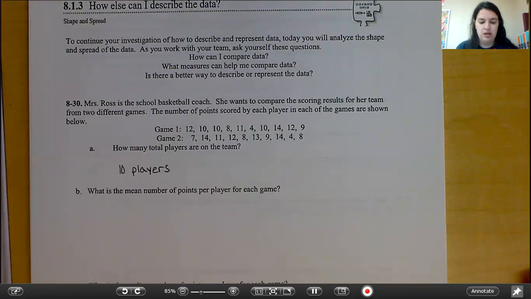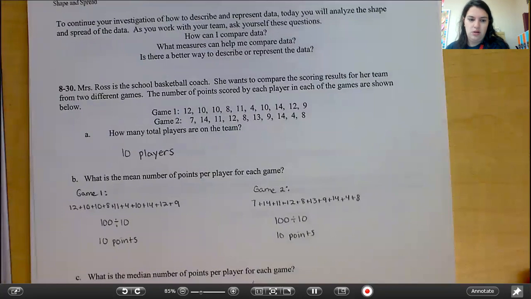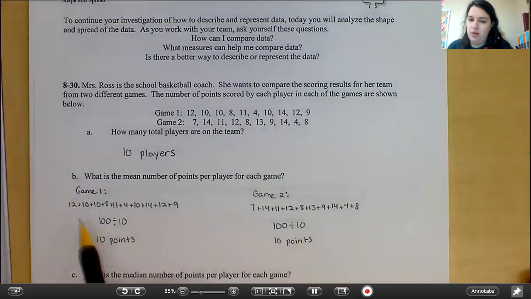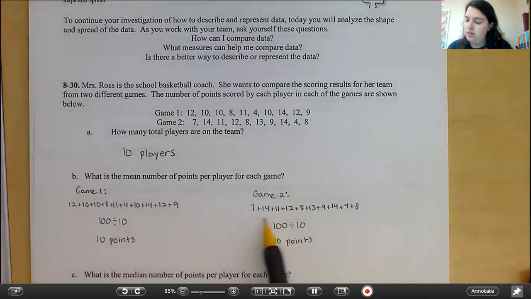Okay, if you found the mean, hopefully you got 10 points for each. So we added up all the point values, got 100, divided by the 10 players, we got 10 points for game 1. Same for game 2, added them all up, got 100 divided by 10, because that's how many players were on the team, 10 points.